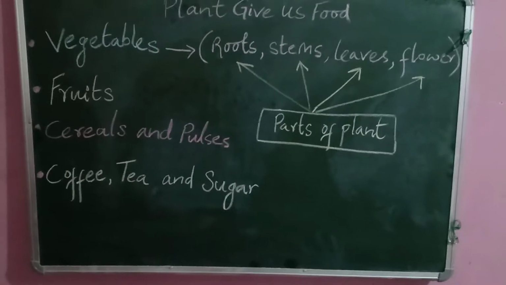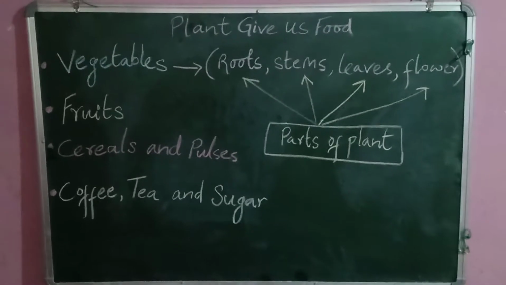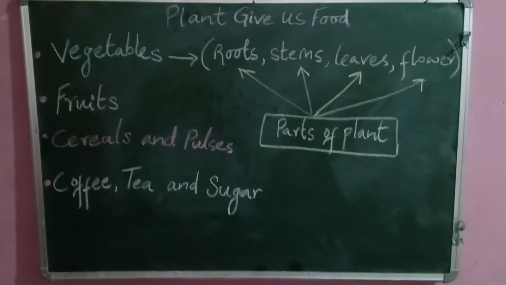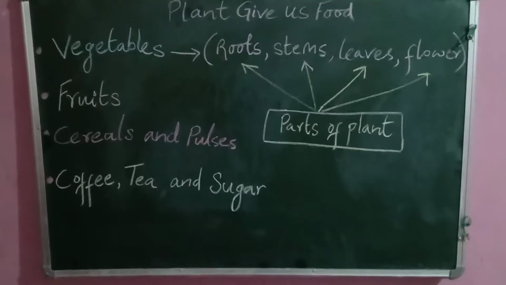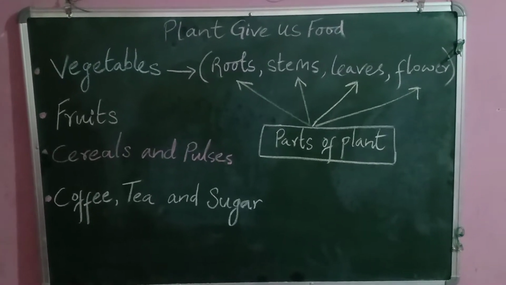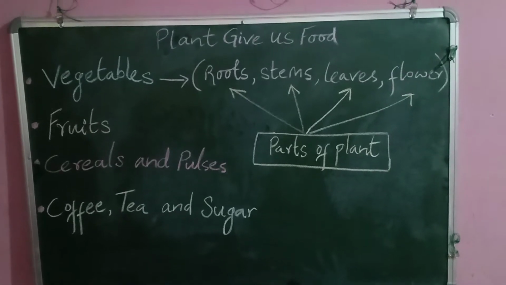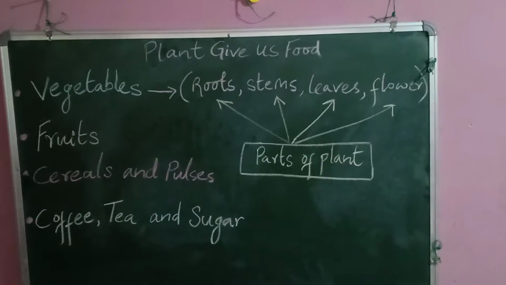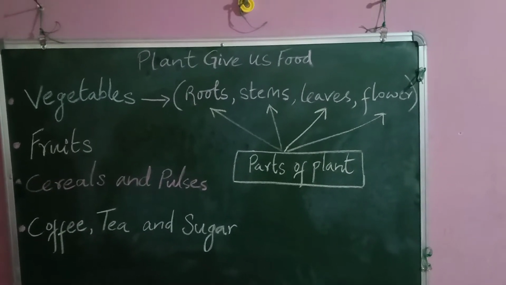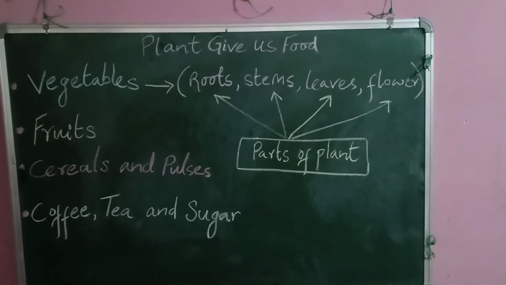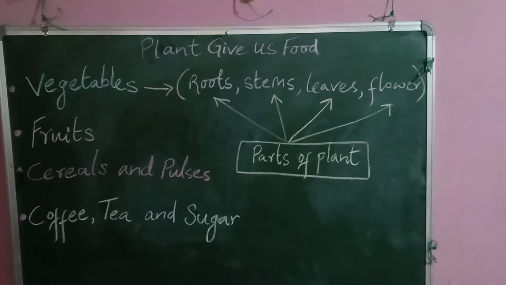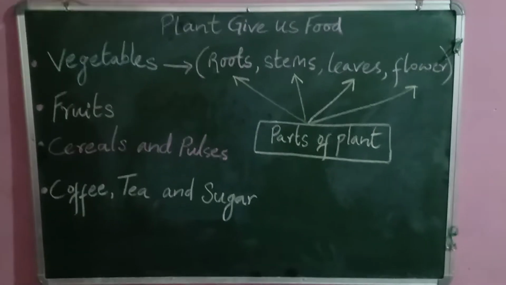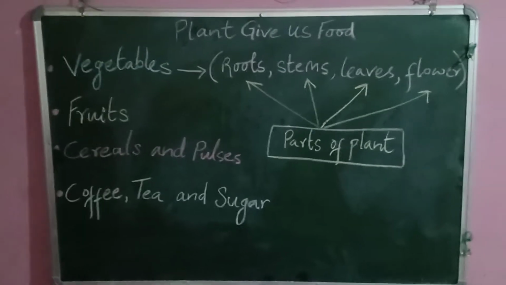Moving on, the next topic is plants give us food. We get food from different parts of the plant. We get vegetables and fruit from plants. We also get cereals and pulses from plants. We get coffee, tea and sugar from some plants, and we also get oil and spices from plants.